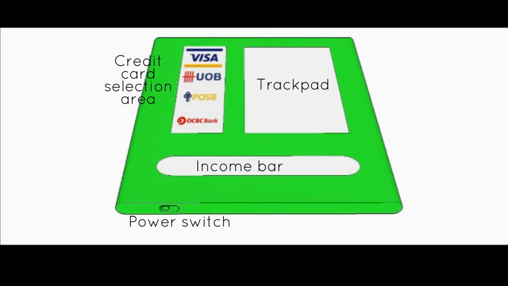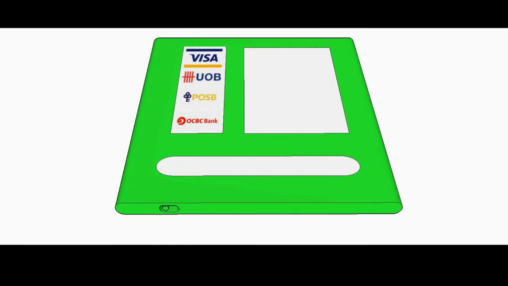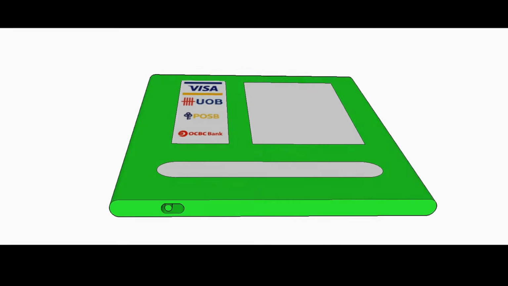So how to use this device? First, you power it on, and you choose a credit card that you want to track your expenditure. Then you draw any number on the trackpad. You'll be able to recognize. So this increase in spending will be evident on the income bar, which is in the form of an increase in black area.